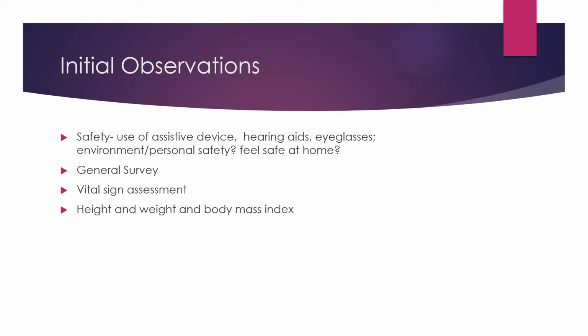Other initial observations might focus on their skin color, pigmentation, their hair texture and stature, their body habitus. Are they dressed appropriately for the weather, or are they inappropriately dressed for the weather? Those things can be a sign of an underlying medical condition like dementia, or might be indicative of a psychiatric or mental health condition.